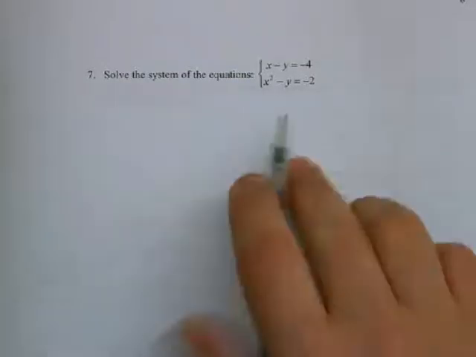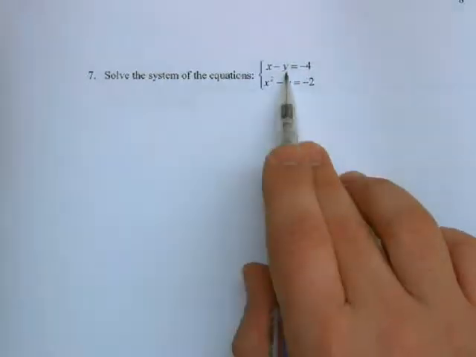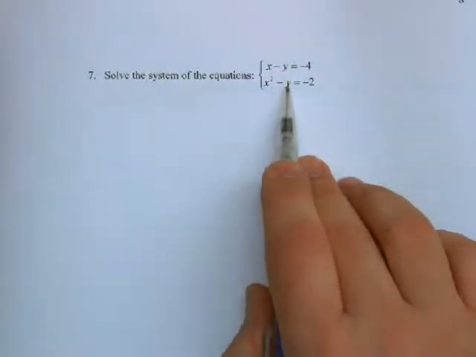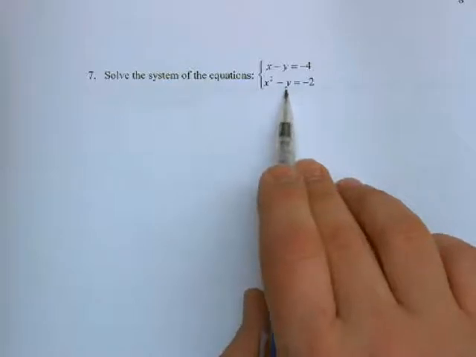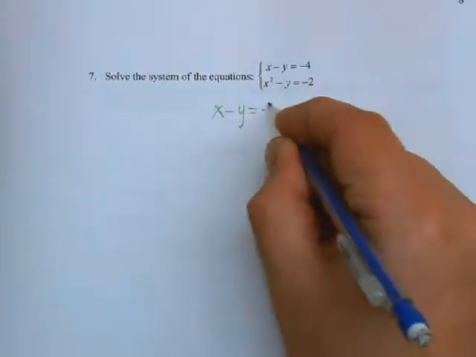Number 7, solve the system of equations. So we can use substitution or elimination on this one. I'm going to go ahead and use elimination because I see that the coefficients for the y variables are the same in both equations. So what I'm going to do is subtract the two equations.